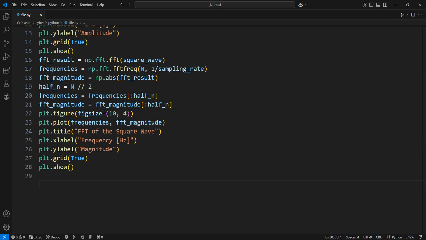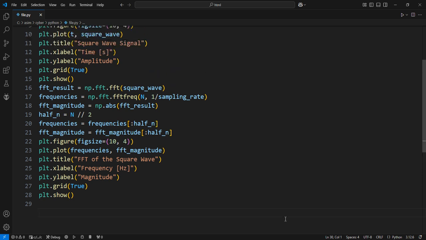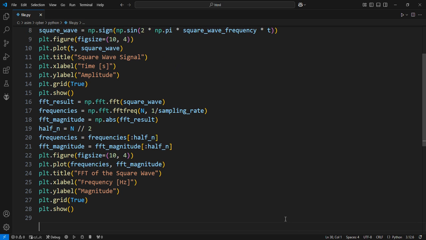Final thoughts. In this code, we: 1. Created a square wave using np.sign and np.sin. 2. Performed an FFT on the square wave to analyze its frequency content. 3. Visualized the results in both the time domain, square wave, and the frequency domain, FFT magnitude.